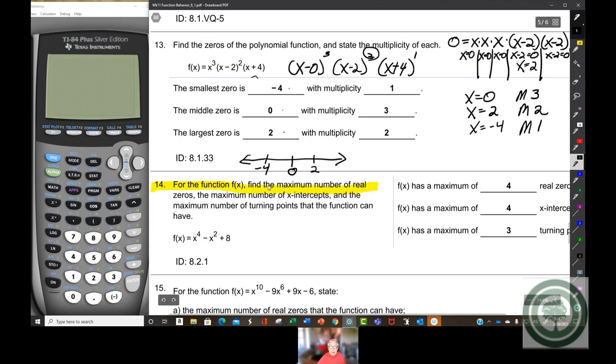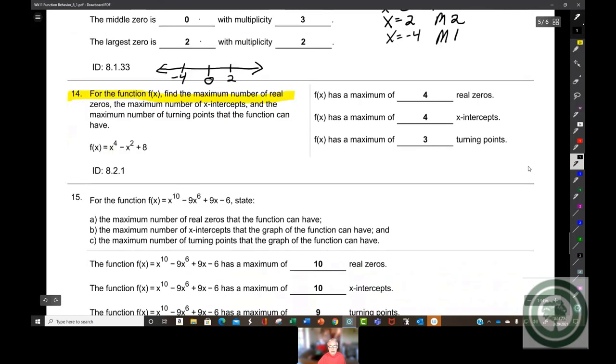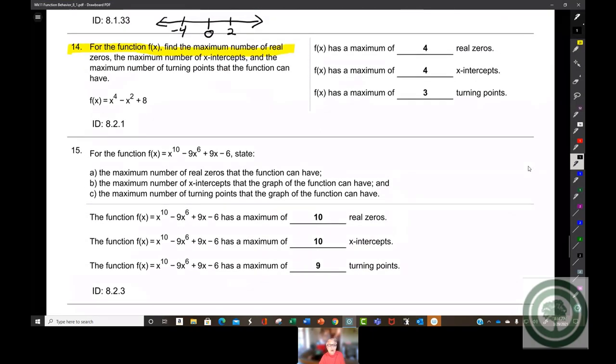Okay. Well then, now we're asked to do something that is really easy. I love it. We're going to look at the degree of the polynomial, and that's all we're looking at. Only the degree is important here. This polynomial has degree 4.